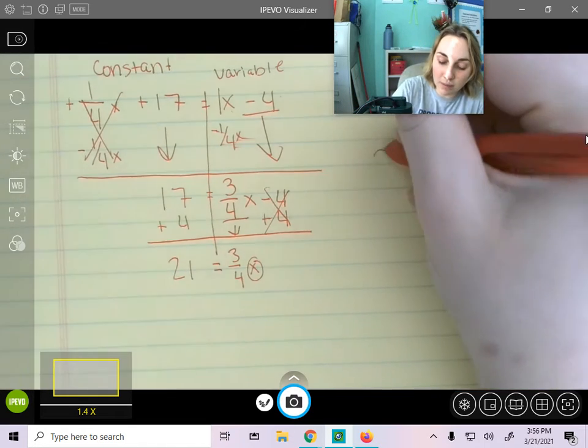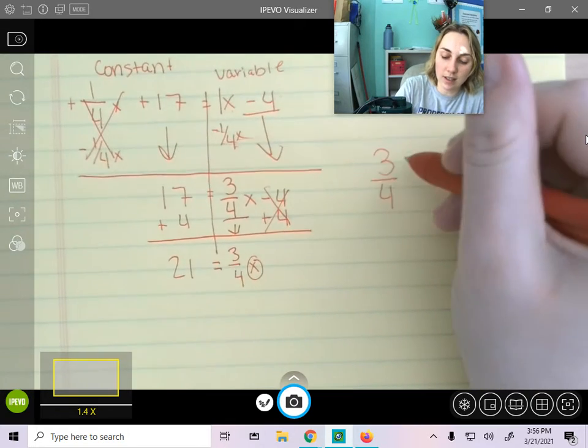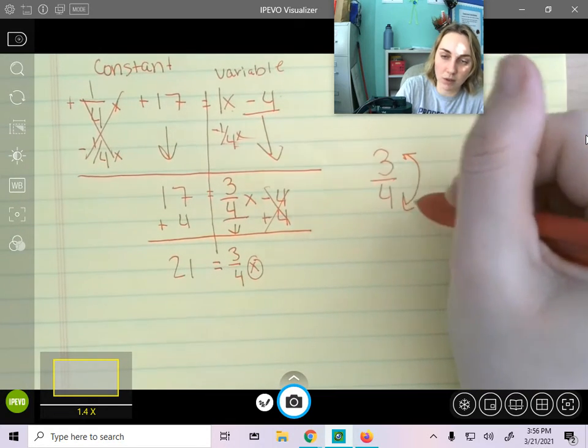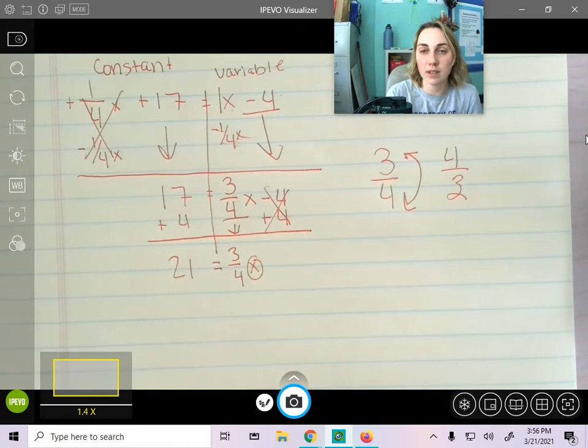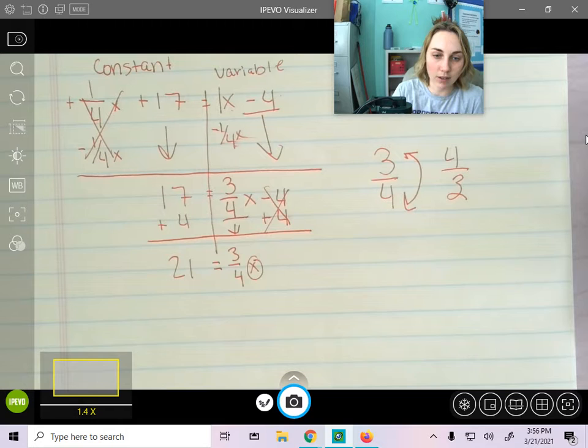And if you remember, the reciprocal of a fraction is just flipping it. Okay, so the reciprocal of 3/4 would be 4/3. And I'll show you how no matter what you do, you'll get the same answer. So let's say I want to go the old-fashioned way.